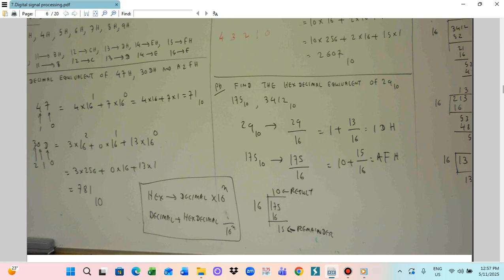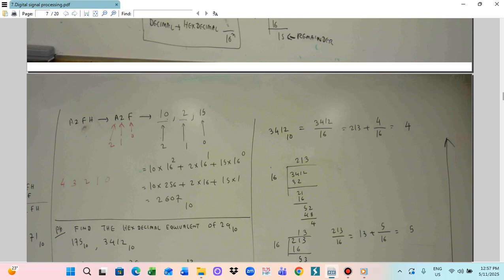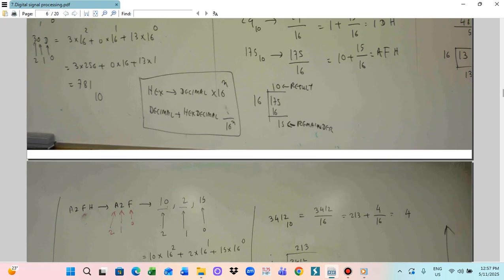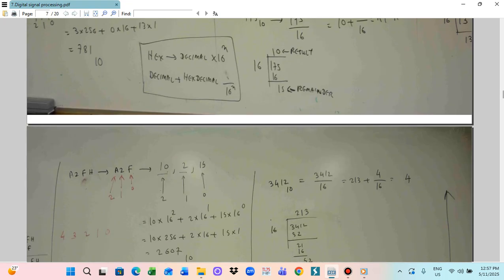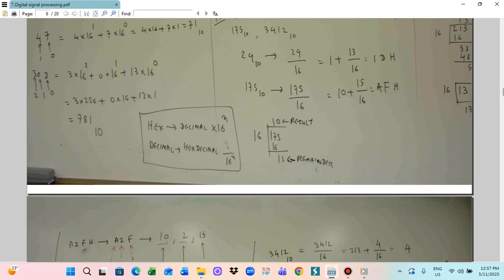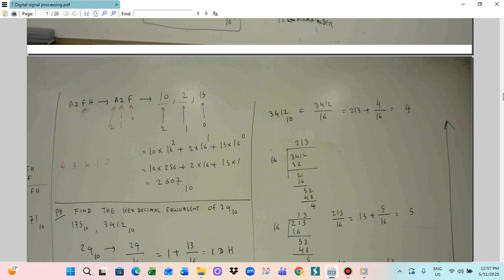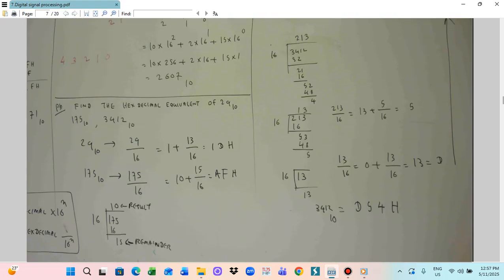In this case, as you can see, D remainder, 5 remainder, 4 remainder. So you go in this direction: D 5 4. This is the hexadecimal. At the end you have to put the H. So D 5 4 H. So 3412 base 10 is equal to D 5 4 H in the hexadecimal system.